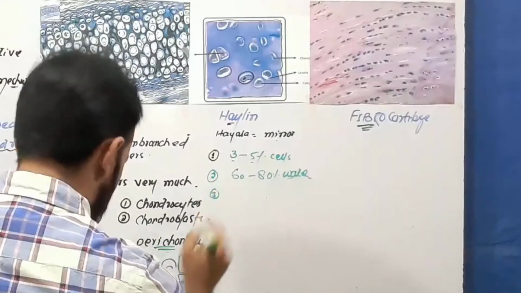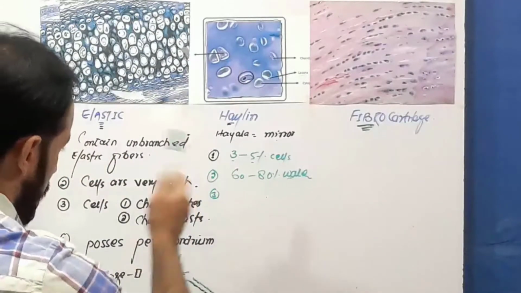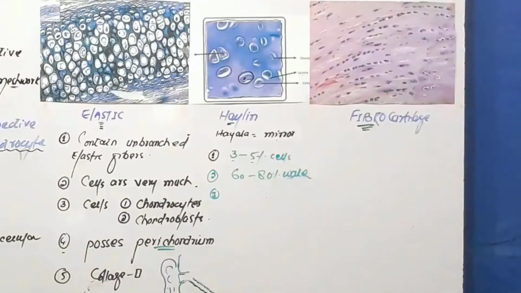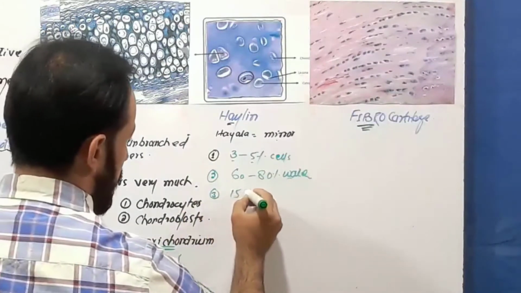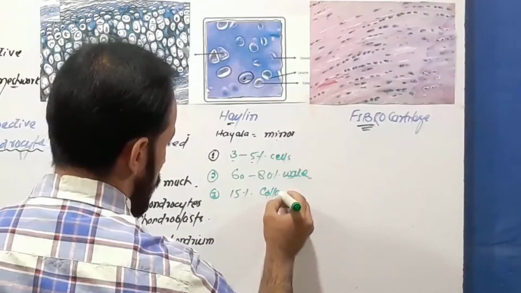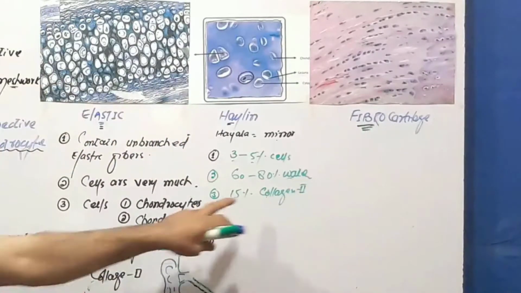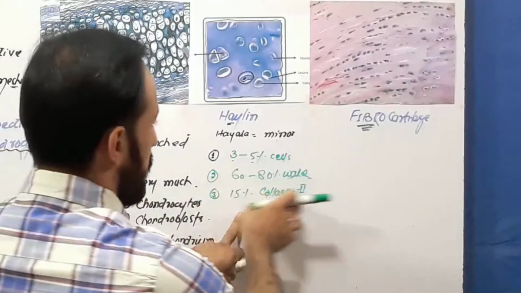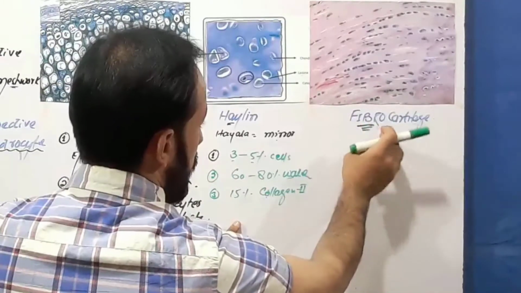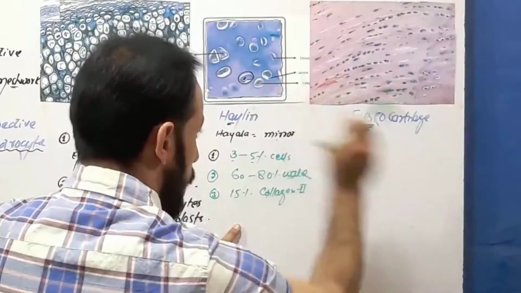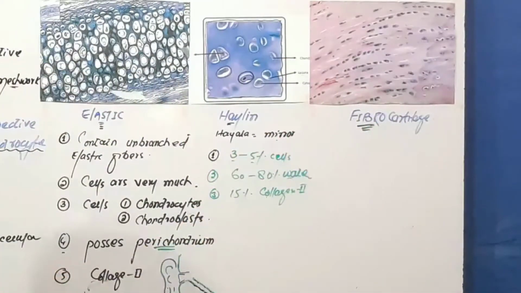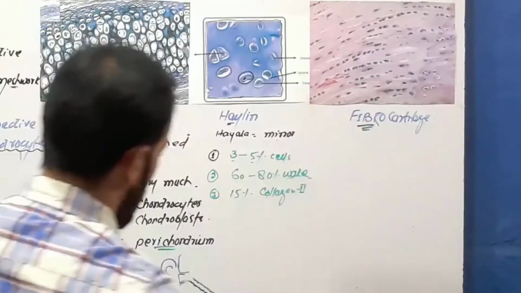The third important point about this hyaline cartilage is that it contains 15% collagen type 2. Now look, collagen fibers type 2, so the percentage of collagen. Now you will compare this percentage with fibrocartilage here. So it must contain 60 to 80% fibers, right? So that's why they call it fibrocartilage.